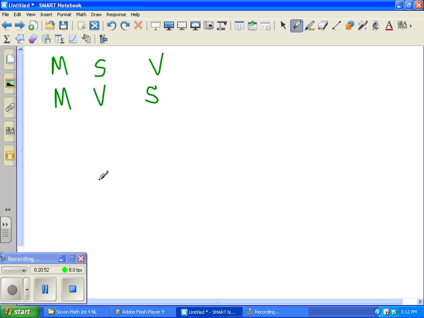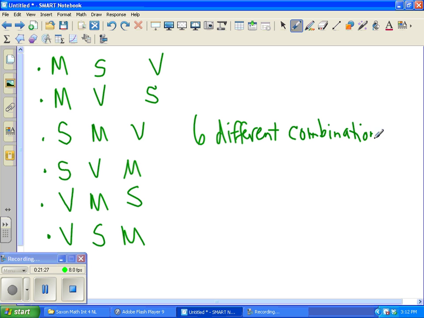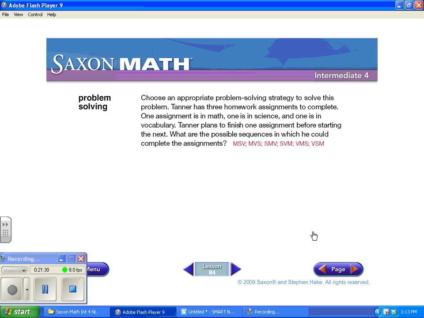That's one possibility. I mean, actually, we have two. Let me bullet these. But what if he decides to start with science, my favorite subject? He could do science and math and vocabulary, or science, vocabulary, and math. But what if he decides to start with good old vocabulary? He could do vocabulary, math and science, or vocabulary, science, and math. So we have 6 different combinations. Okay, now you're finished.